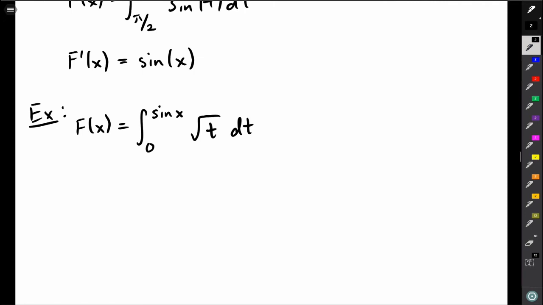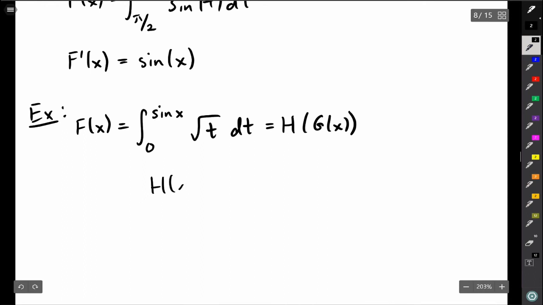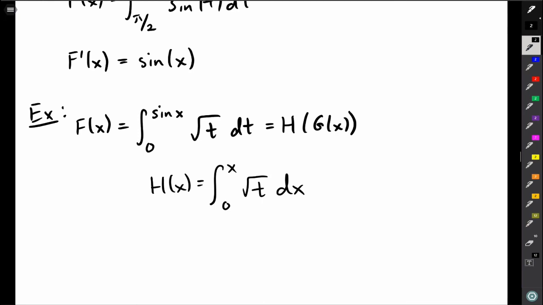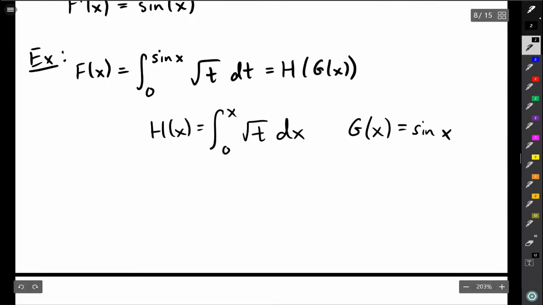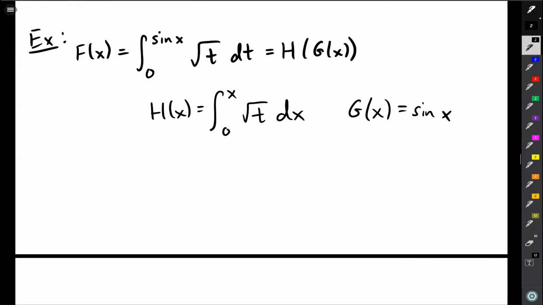But if you think about this carefully enough, this is really a composition of two functions. Maybe h of g of x, where we think of h of x as the outside function, which is this. Now this one we can exactly apply the fundamental theorem of calculus to, and then the inside function is just going to be that sine of x. Right? So we plug this into here. Right? It's a bit weird to think of at first maybe, but it's not that bad. So it's just a chain rule problem.